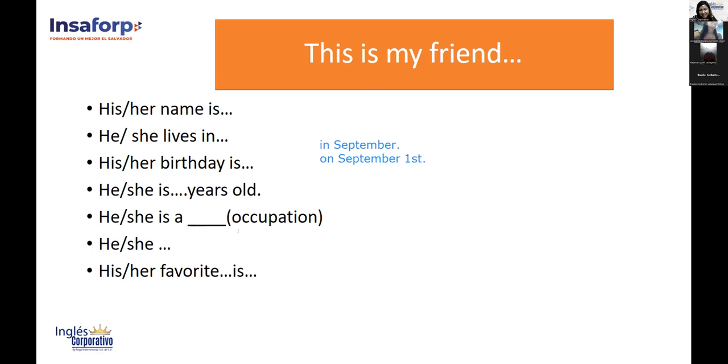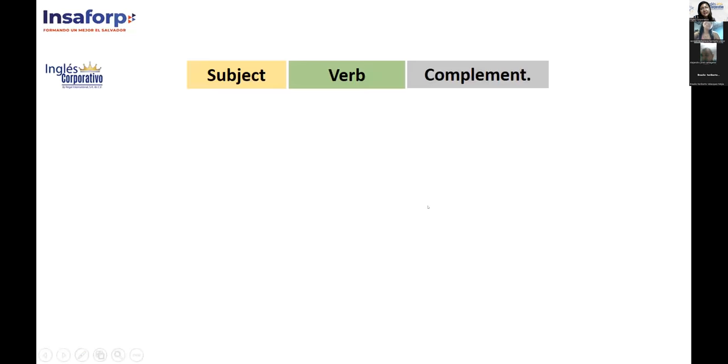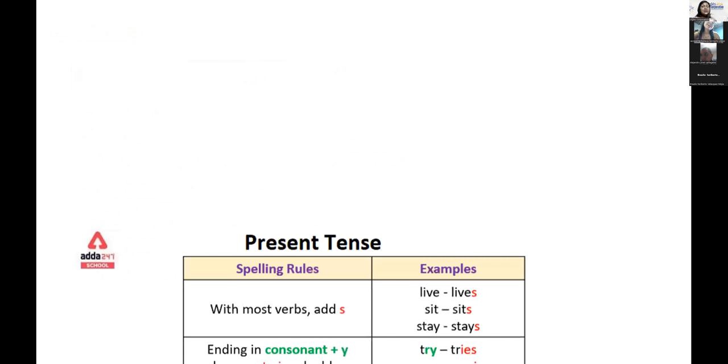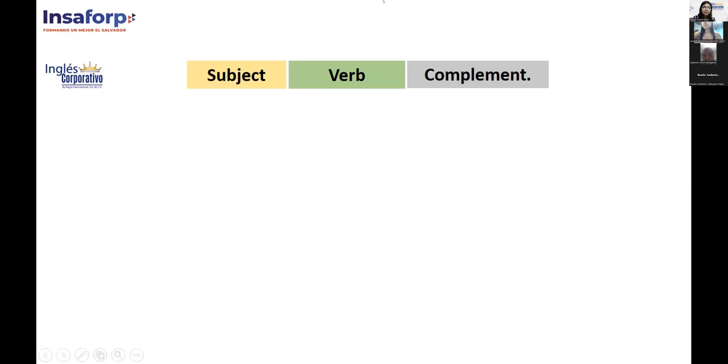And we practice the simple present statement. Okay, and we are going to review the simple present in this moment. The simple present is like this. This is the structure: subject, verb, complement. Example. Can we write some examples? He, in simple present, he learns English at inglés corporativo. Okay, he learns English.